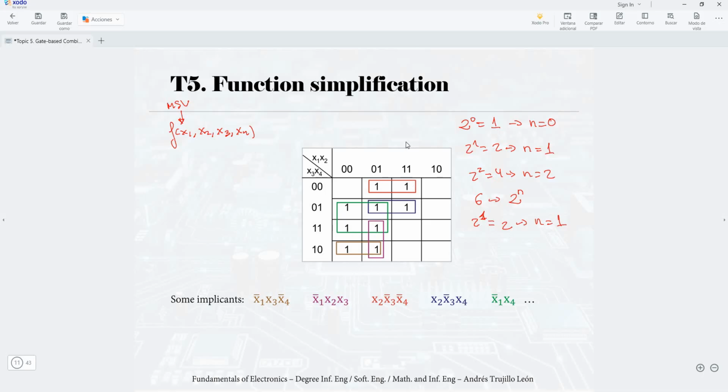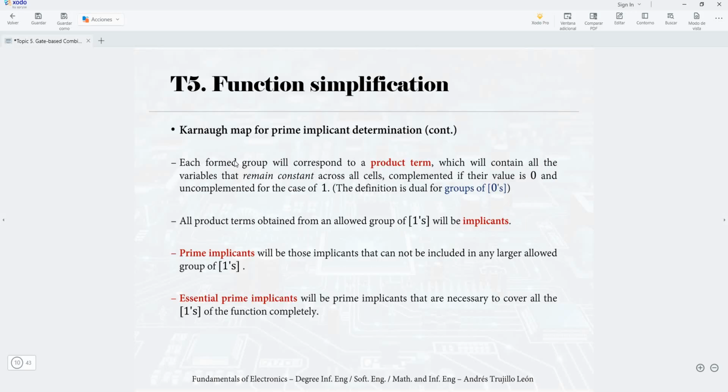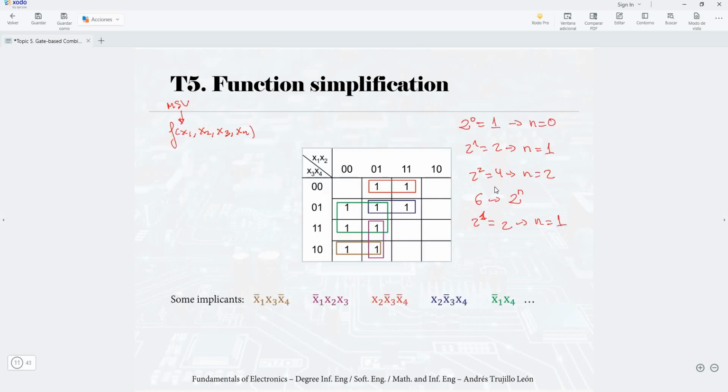So one important thing here is that each allowed group of ones is associated with a product term. So how can we form the product terms? We are going to include in the product term the variables that remain constant across all the cells. It's the concept of adjacency, and we are going to have the dual definition. We are going to have an allowed group of zeros, and we are going to form some terms. So, some examples here.